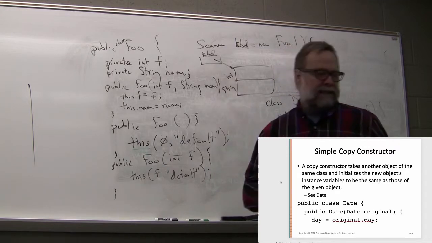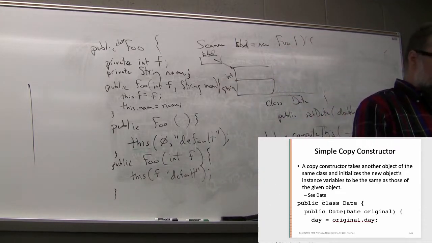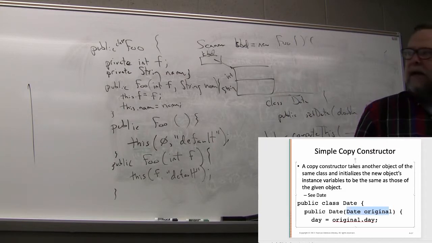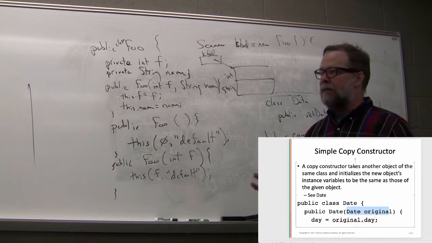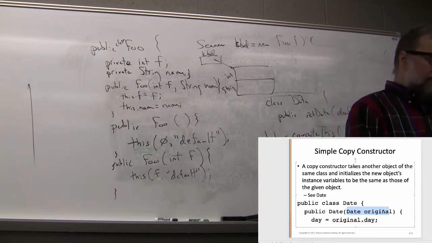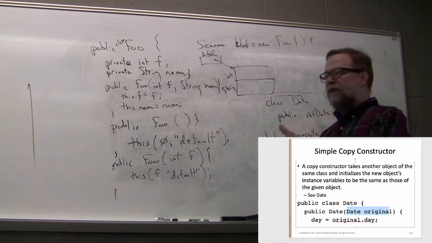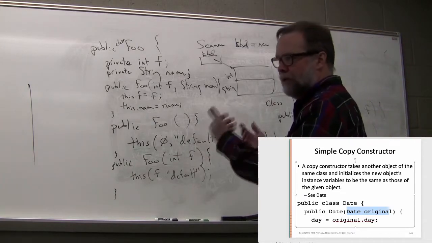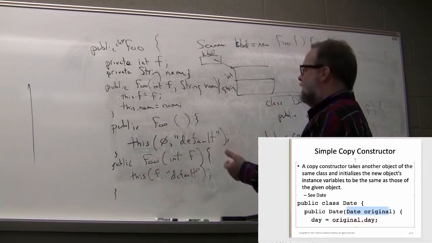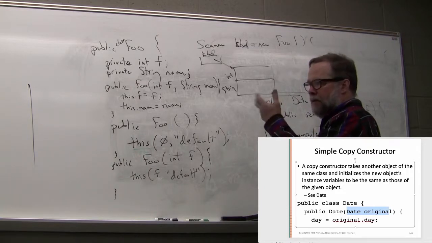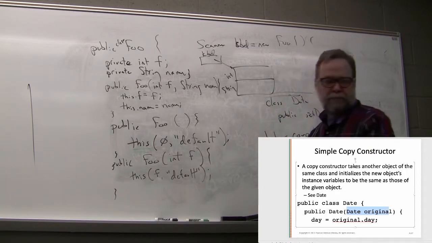And this example on the slide here shows a simple way to do that. If I had a class called date, I could just have a constructor that has the same name as the class, of course, and you can see it has this parameter, which is another instance of the same class. What you're going to do is set the instance variables of the new object, the one you're constructing, to be the same as the instance variables of the parameter which is passed in.